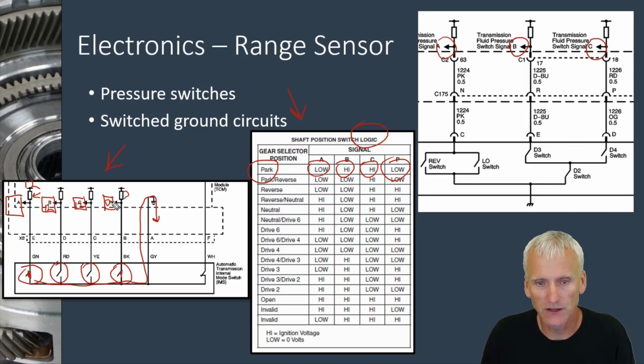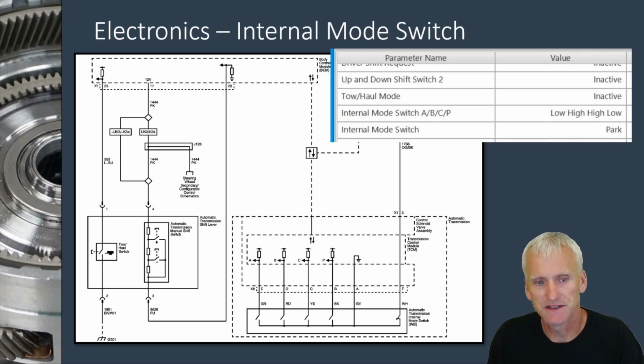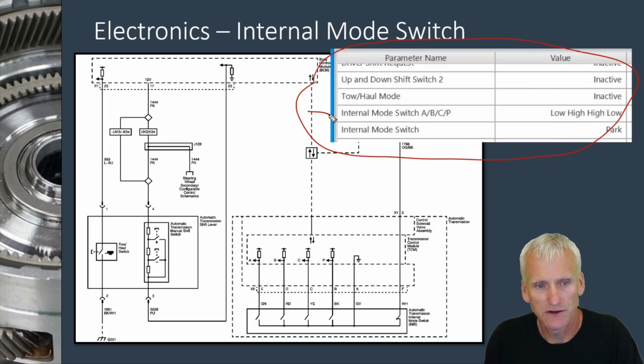So those are 2 examples of range sensors. This is another slide on the 6L80's internal mode switch, which is basically their range sensor. You can see this up here. I recorded a video of me operating that scan data. And you can see the state, the values of those 4 switches, A, B, C, and P. You can see they'll say low, high, lows.